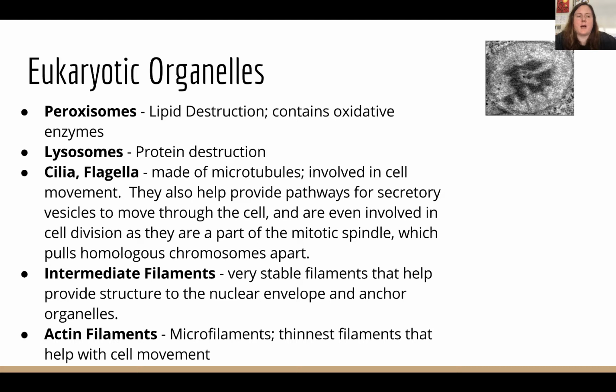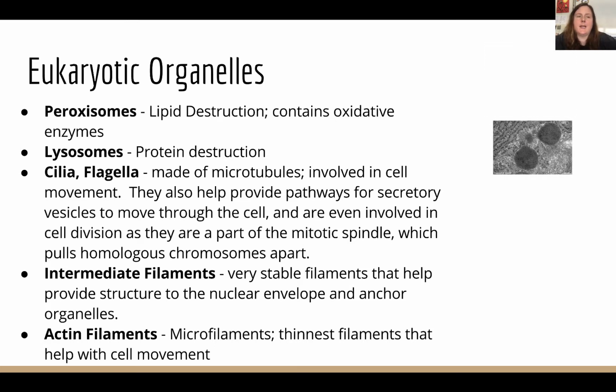Next, we have peroxisomes. They destroy lipids. They break them apart into their smaller pieces, and they have enzymes there that help them do that. Next is lysosomes. Lysosomes help break down or destroy proteins. And then we use the parts of the proteins, the amino acids, to build other things, and we can reuse them.